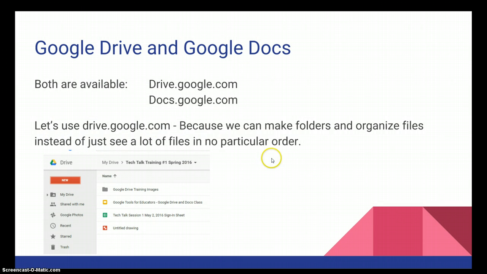So here I am. I'm at Google Drive and Google Docs, and they're slightly different. If I just typed in docs.google, it would take me to my Google Docs piece, which I would also see as documents. And so I would recommend always just going to drive.google.com because that way it shows me all the folders, all the organization that I have, and the files. So I get to see more when I'm at Drive.